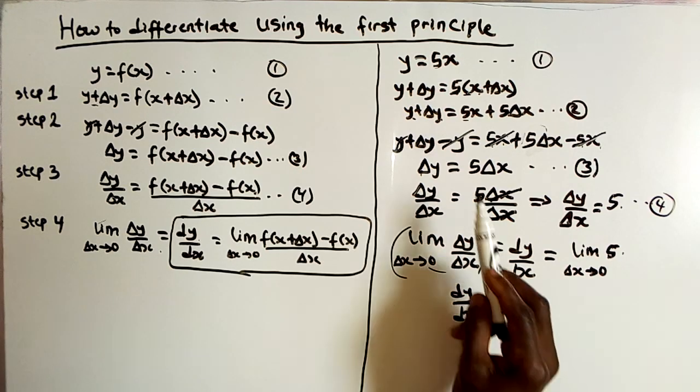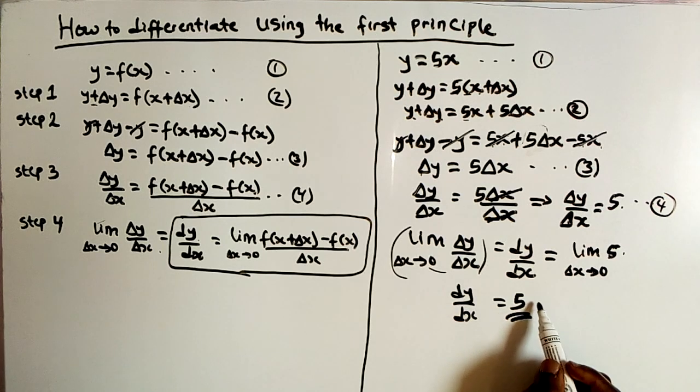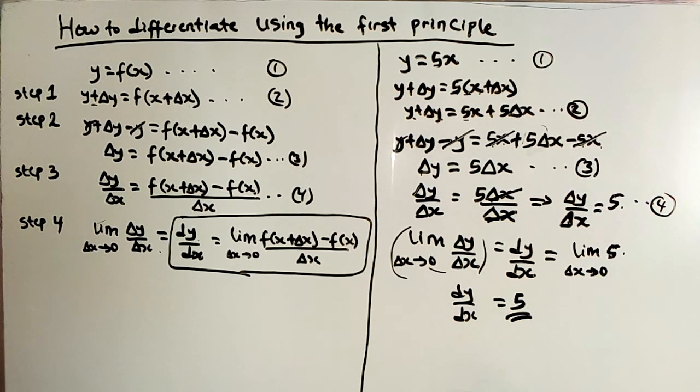Hence, if you differentiate y is equal to 5s, your result will be dy ds is equal to 5. So that is how to apply the steps.